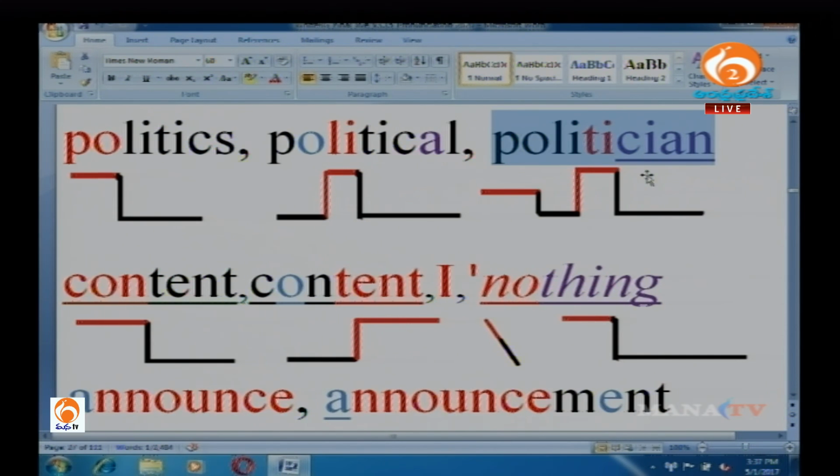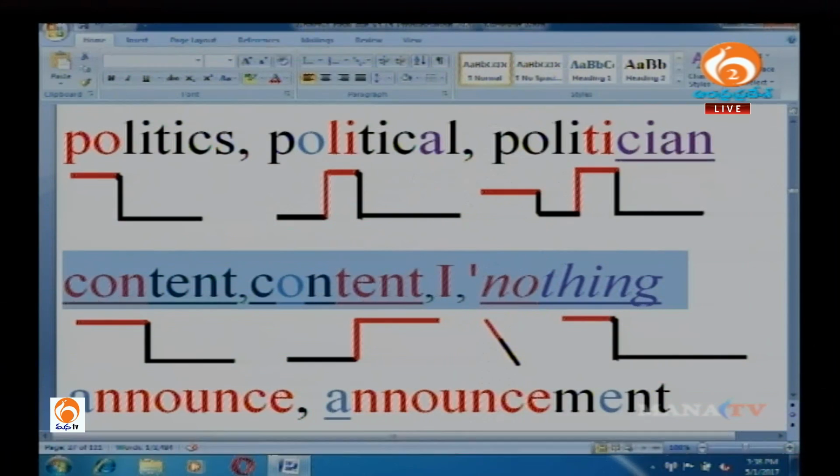Politician. Okay, C-I-A-N is not zhan. It's shun. Just like T-I-O-N, C-I-A-N, C-I-O-N, T-I-N, all are shun. Politician, so repeat after me. Politics, political, Li louder. Politician, Ti louder. One more time. Politics, political, politician. Okay? How about this one?